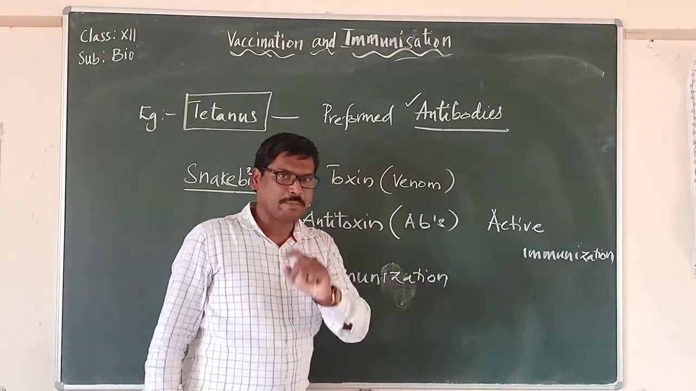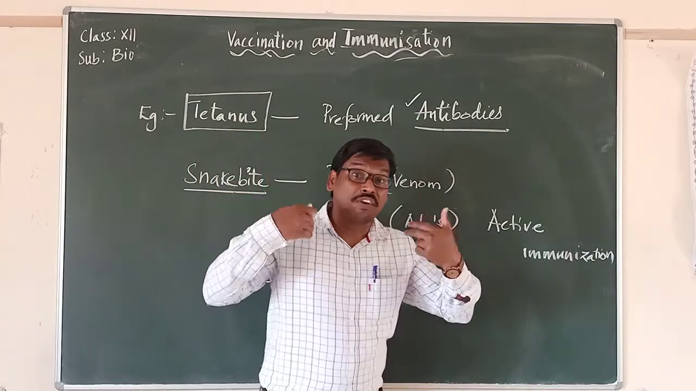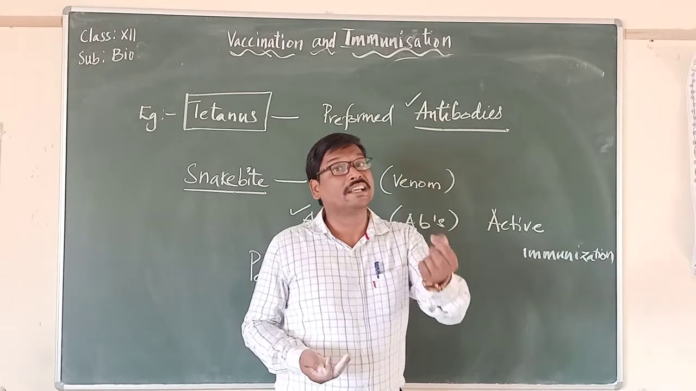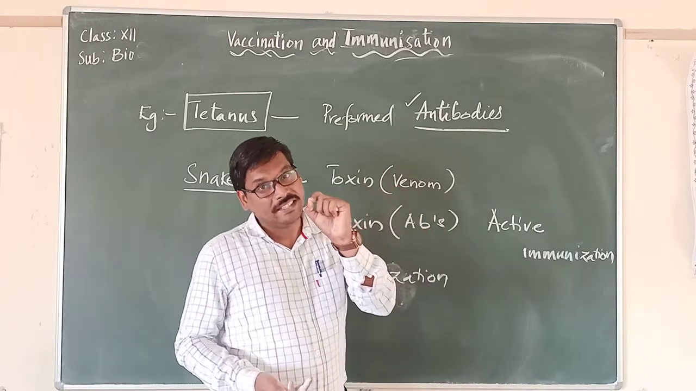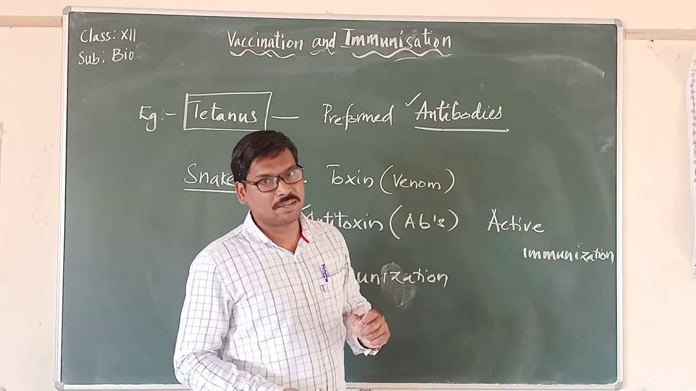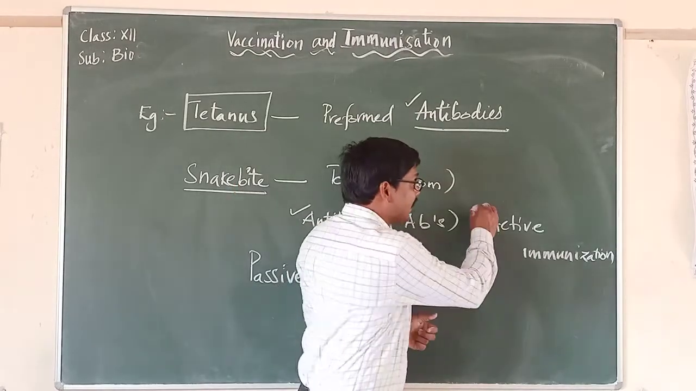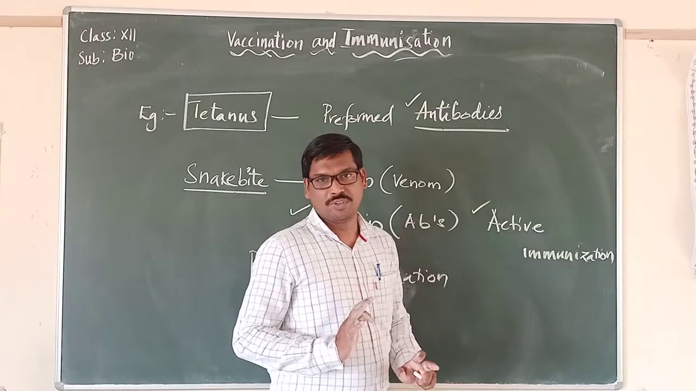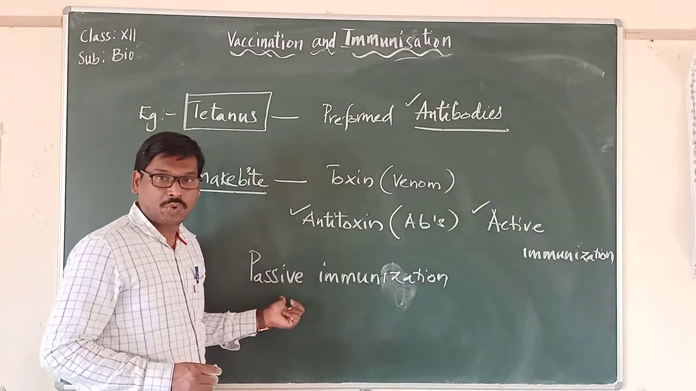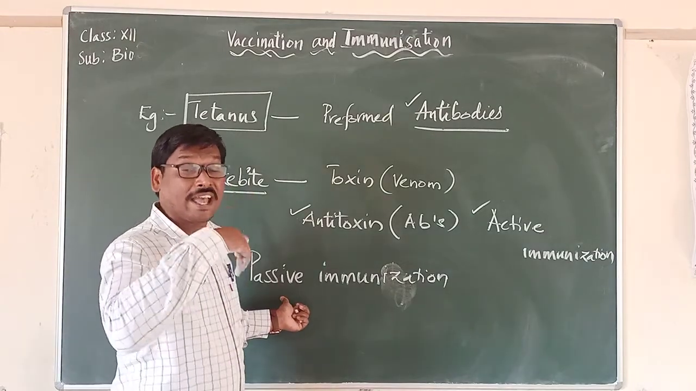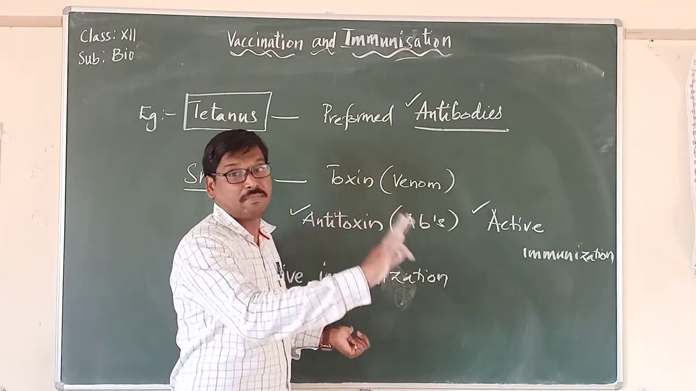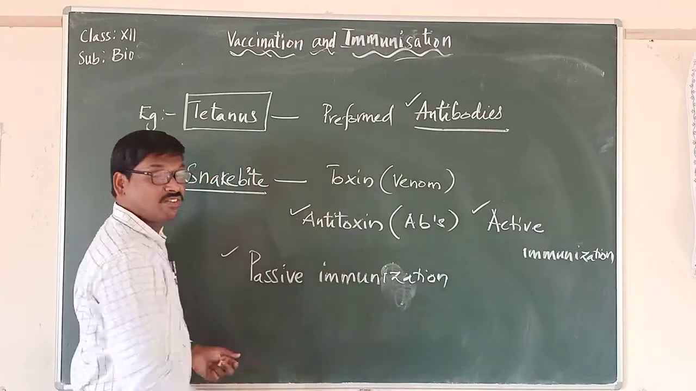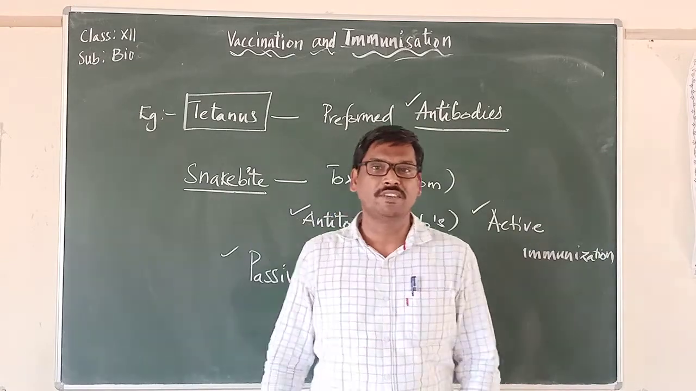So here we came across two words. When antibodies are produced in our body by taking heat-killed or weakened microorganisms, we call it active immunization. Simply, let us remember, in our body only, antibodies are produced. Passive immunization means when we are directly taking antibodies against a particular disease-causing microbe or the toxin, we call it passive immunization.